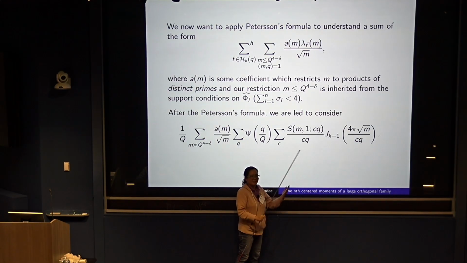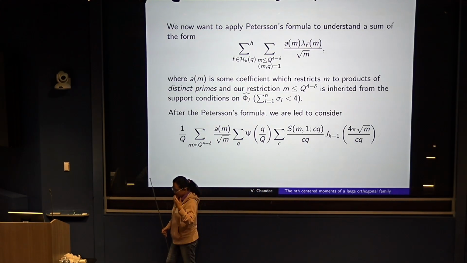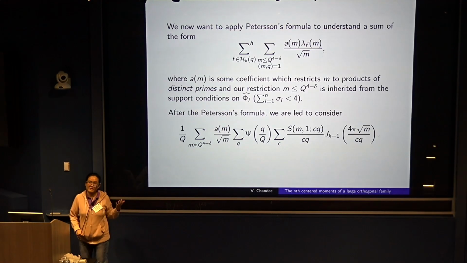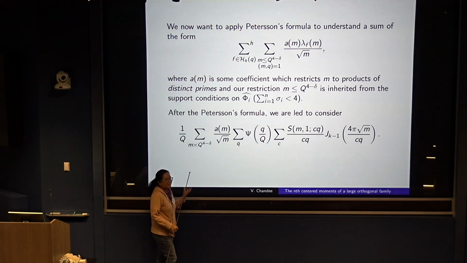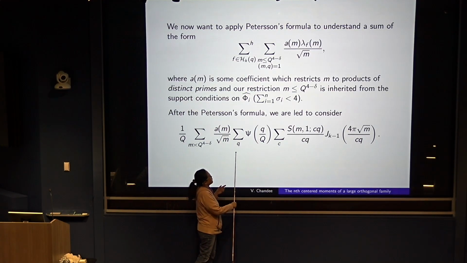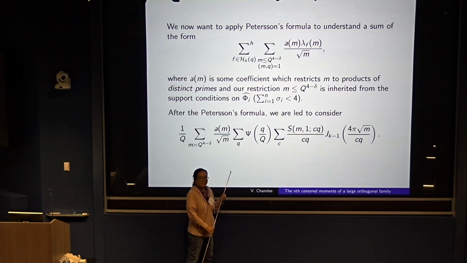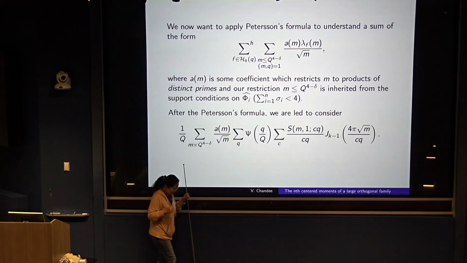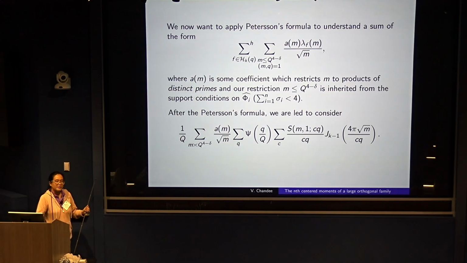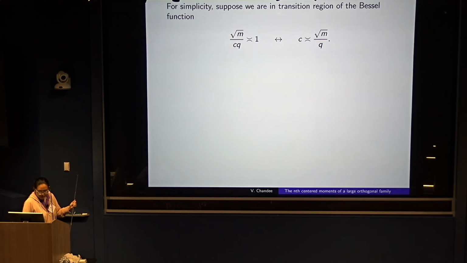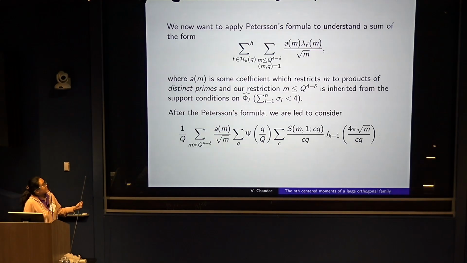So you have a choice, and which choice you pick depends on the sizes of Q and C. Whichever is bigger, you sum that first, and then you sum the smaller one later. Because we're going to apply the Kuznetsov formula, you want the level to be as small as we can, because it's easier to bound the error term that way. So for simplicity, we're going to analyze the sizes of C and Q.